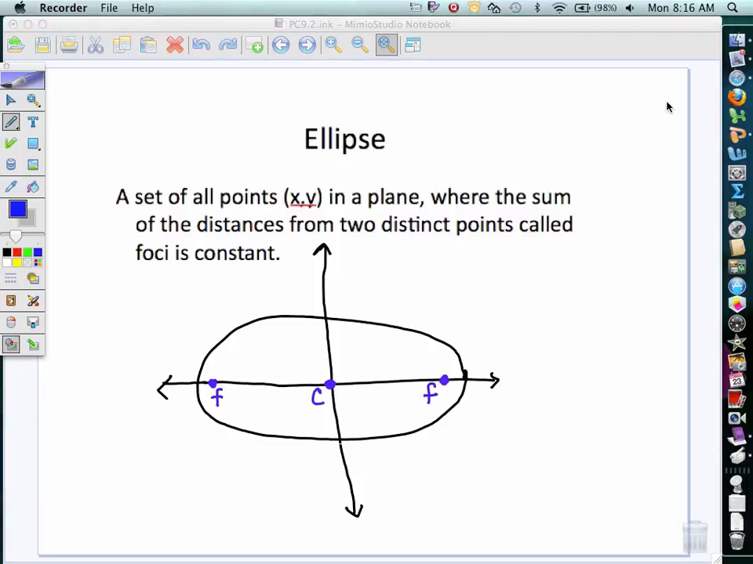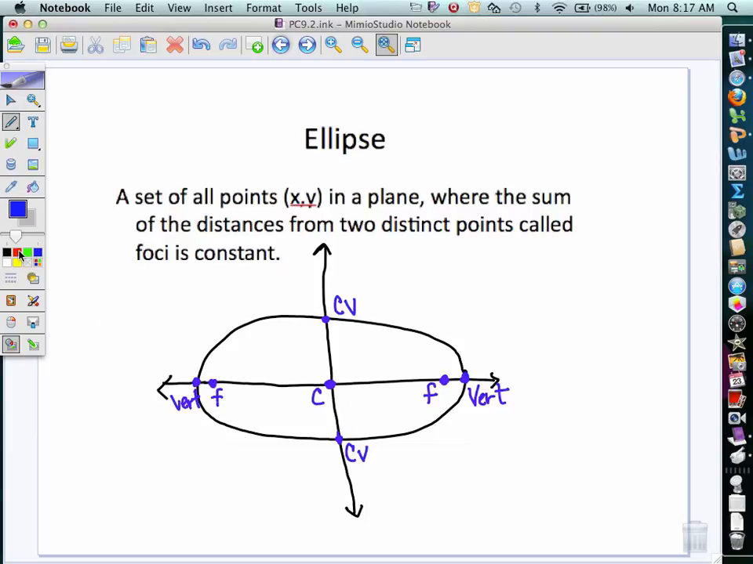We also have points here that are important, the ones that are further away from the center, so the one that's being stretched. These are called vertices. And the last 2 points are the ones that are closer to the center. These are covertices. I'm just going to call them C and V. Covertices.